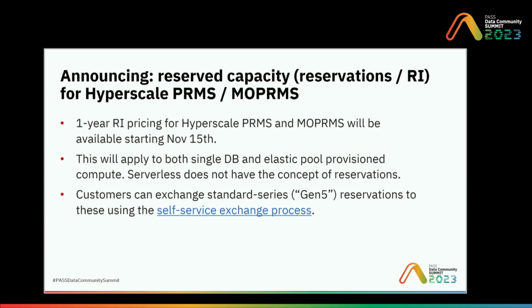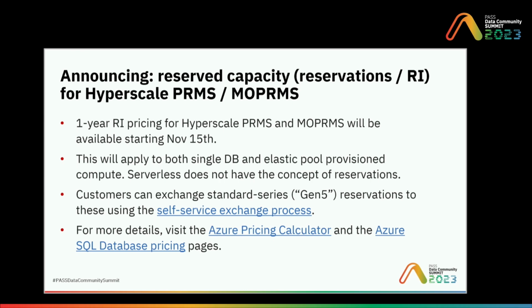Specifically, there's a different type of reservations for SQL DB, and those can be exchanged only with other SQL DB reservations. So as long as you have any type of Azure SQL, like, let's say, General Purpose Gen 5, you could potentially do a self-service exchange for Hyperscale premium series, for example.